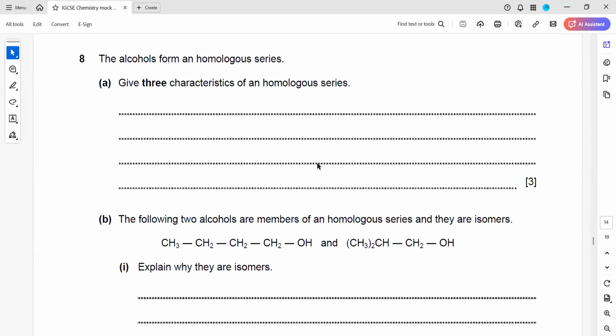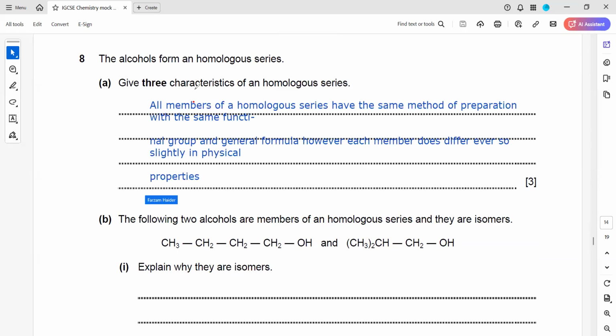So the question is, give three characteristics of the homologous series. Same general formula, same functional group, each member differs by CH2.